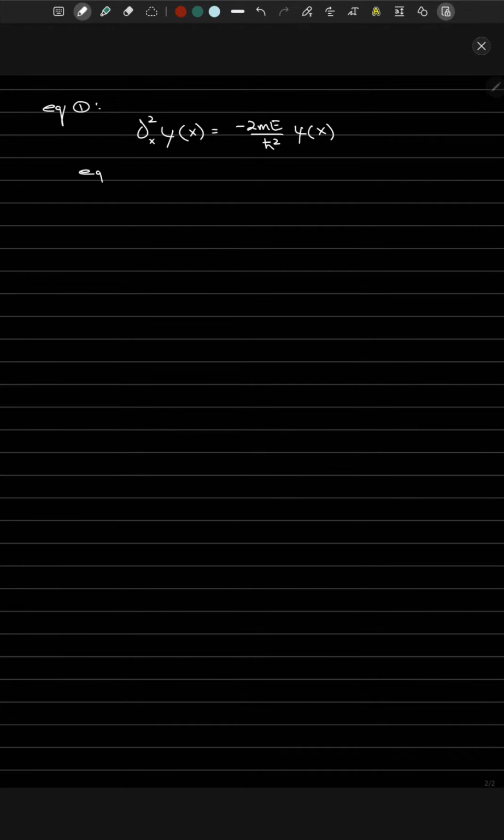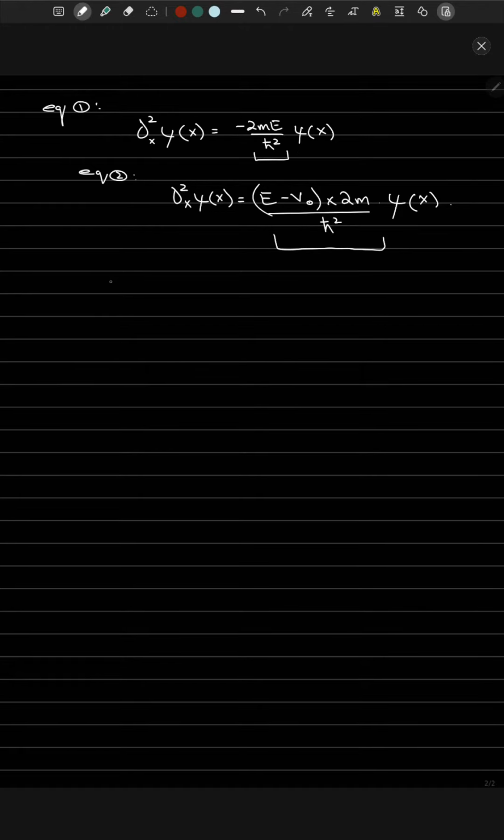And from equation 2, that would become partial squared x psi of x is equal to E minus v naught psi of x. Right now, I forgot the constants. You would have 2 into 2m divided by h cut square, and then you'd have psi of x. Right now, let's just relabel these constants over here.